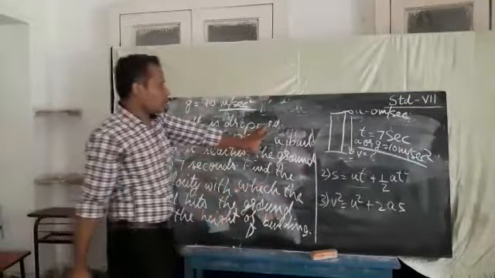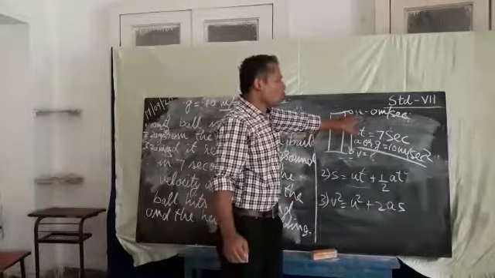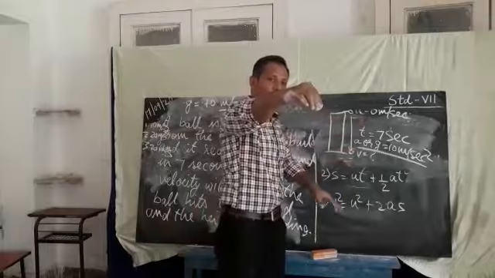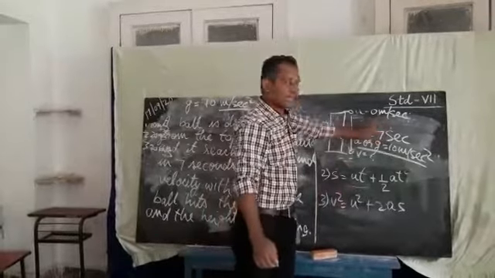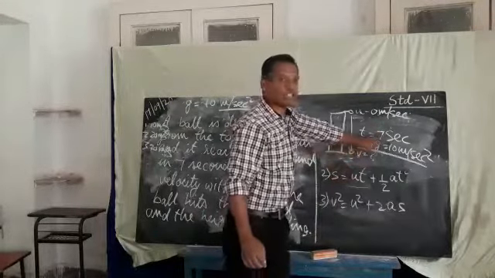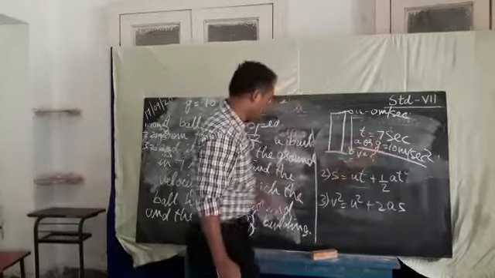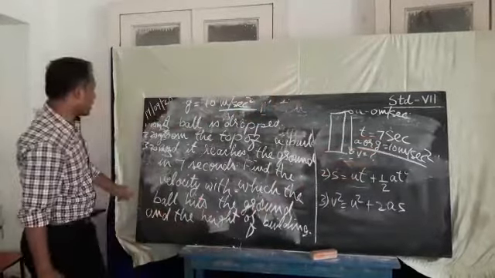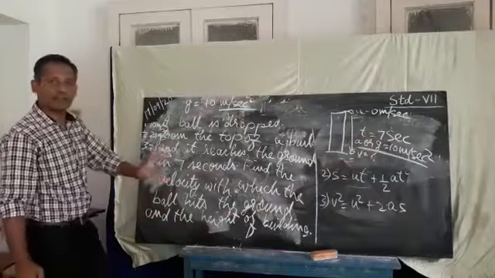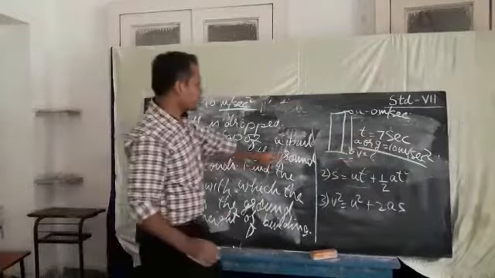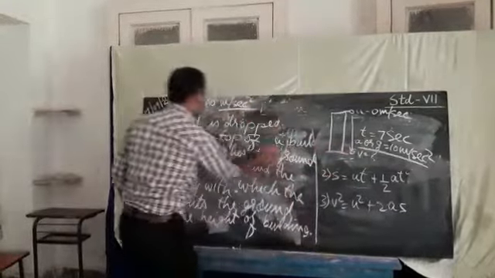Now we have drawn, what do we have? u, that is initial velocity. Starting, you are dropping it, its velocity is 0 meter per second. It takes 7 seconds to reach the ground. Final velocity you have to find out. You have to find two things: final velocity and the height of the building. Height of the building is distance. So now let us do the numerical.